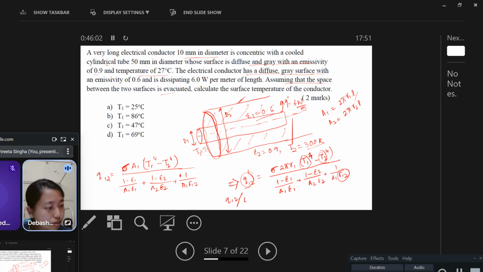So how do you find out this F12? F12 means how much one is emitting and two is receiving. So one is emitting like this. So two is receiving everything. So it is basically equal to 1. So can you calculate T1 from here? This T1. Everything else is given.